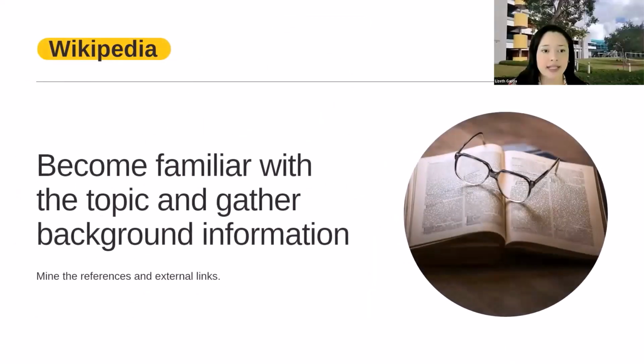All right, so now let's take a look at another tip, which is let's say you were given a topic to write about, but it's new. It's a new topic for you. You've never heard of it before. A good way to become familiar with the topic and gather background information is to use Wikipedia. I know that Wikipedia is not a source that generally faculty would say you can include, right? Because it's tertiary, but you can always use it to gather information, and you can also mine the references and external links. So let's take a look at how to do that.